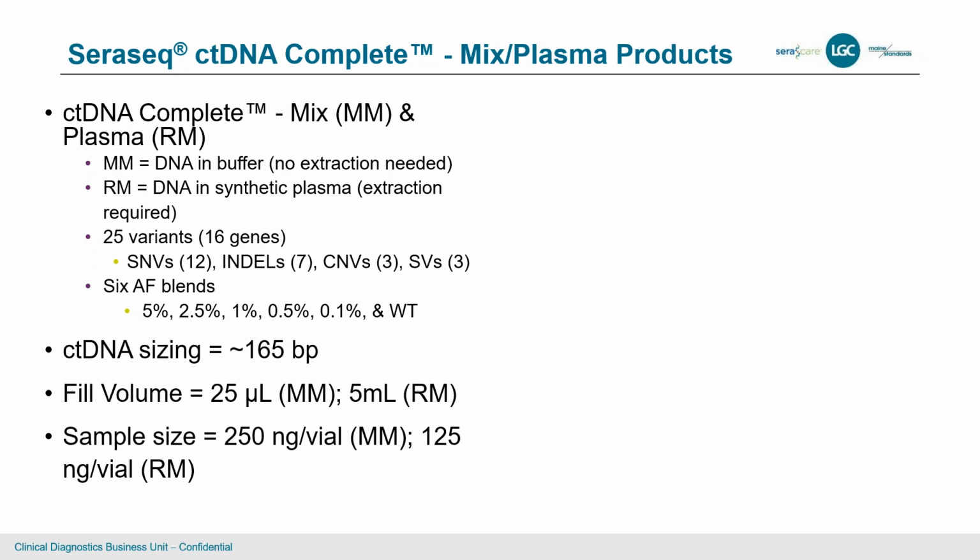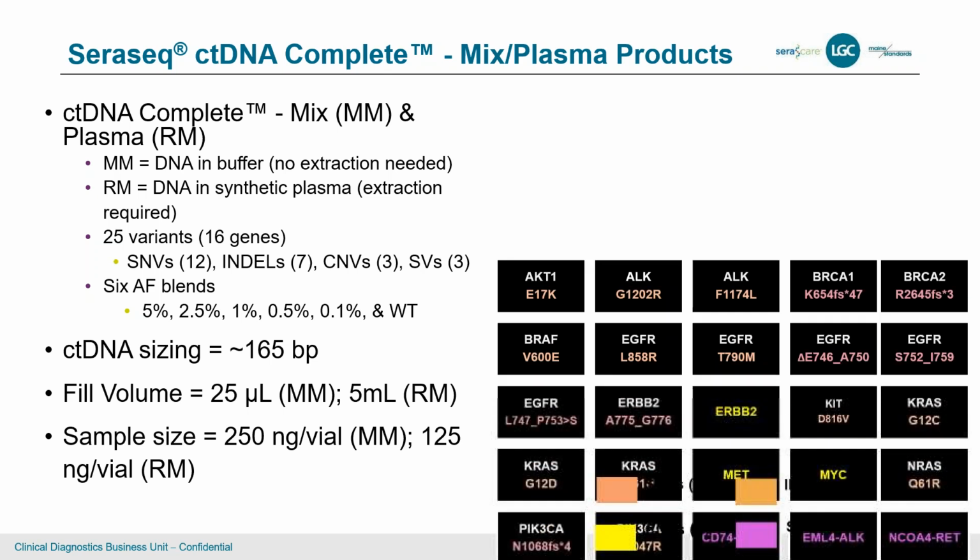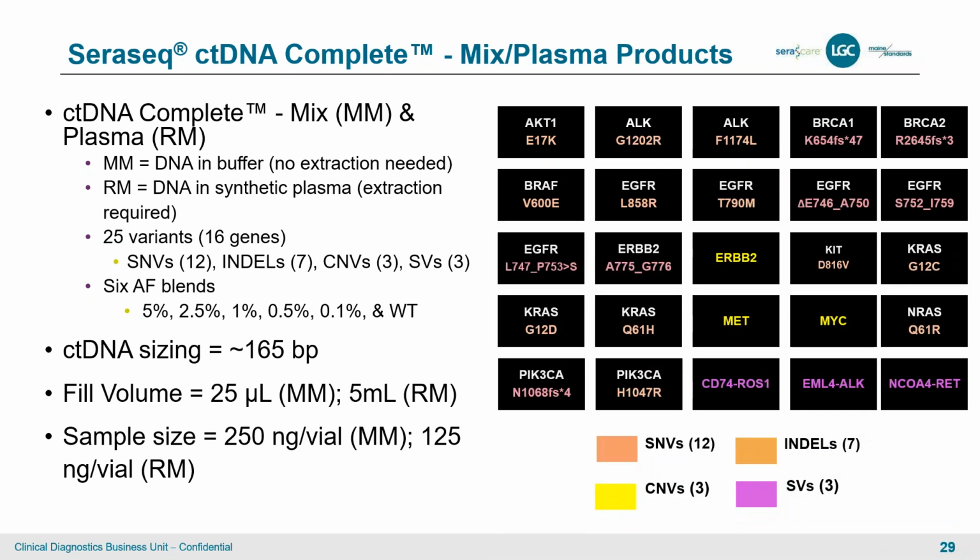Same kind of size and profile. We make sure we give you plenty of replicates. And again, these are the 25 variants that you'll see there. You can look at the BRAFs, and you can look at some of the copy number variants we put in, like MET and ERBB2, and some of the structural variants at the DNA level.